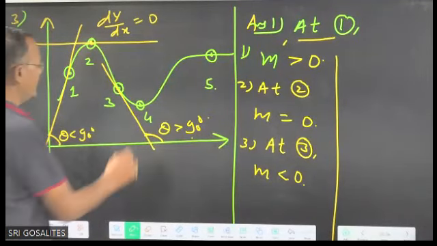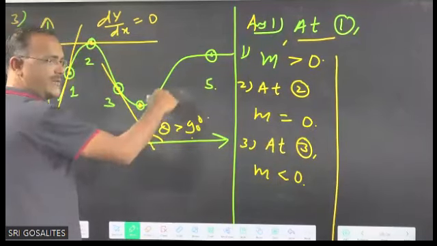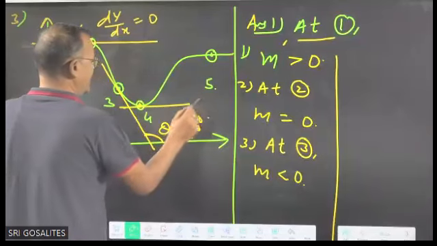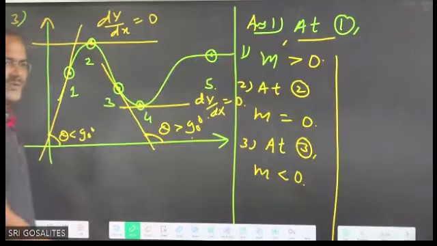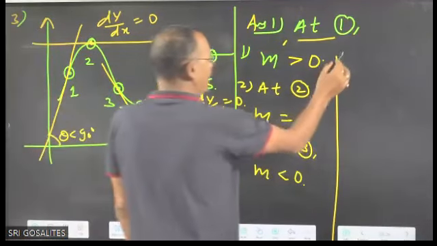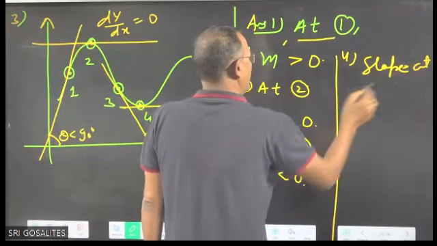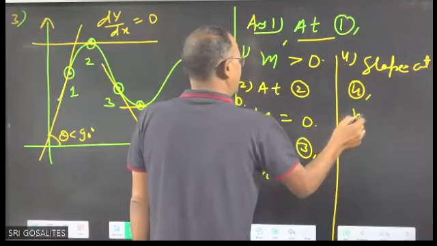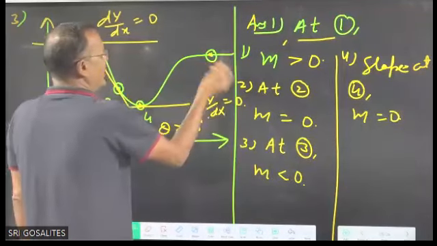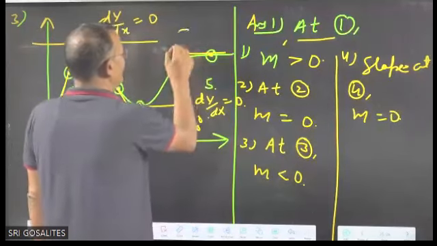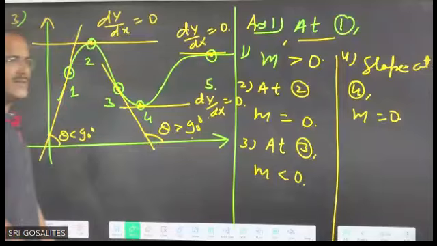Fourth point, again the lowest point, is called the minima point, minimum value. Here again, if I draw the tangent, what is dy upon dx? That is 0. So what is the slope here? Slope at 4 is 0 again. Further, at 5, there is no maxima, no minima. The tangent is like this only. So here also dy upon dx is 0.